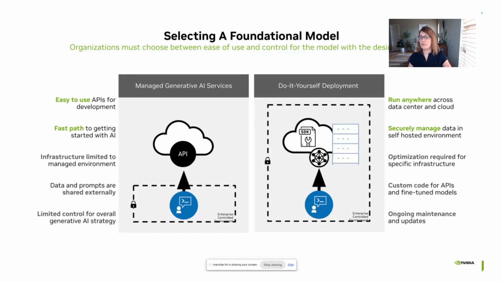Many organizations today are leaning toward the second option, which is the do-it-yourself deployment. To keep their data secure and private, enterprises deploy LLMs in a self-hosted environment across their data centers, whether it's on-prem or cloud or hybrid. The challenge with this option is that enterprises need to optimize for performance for their own infrastructure themselves. They also need to create and maintain custom code for APIs, pre-process inputs, post-process outputs, and fine-tune LLMs.